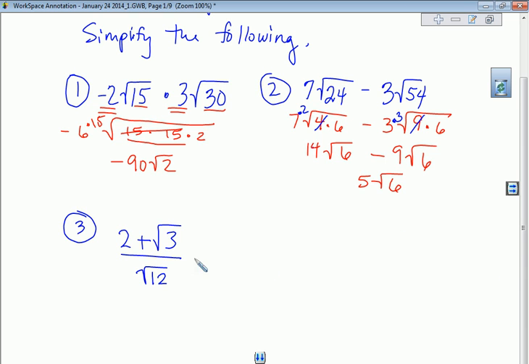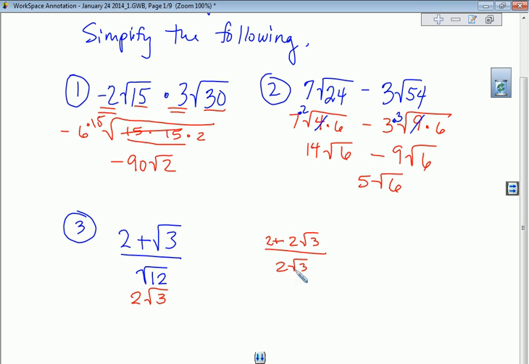Okay, number 3. Now, I would have simplified the denominator first. You may have multiplied through on the top and bottom by square root of 12. You can still get to the correct answer that way. I just like to work with smaller numbers. So I would have simplified the square root of 12 as 2 roots of 3. So what I would be working with is 2 plus the square root of 3 divided by 2 roots of 3.